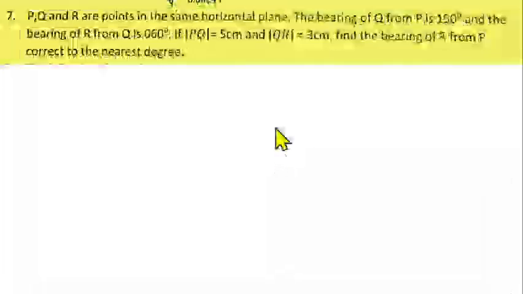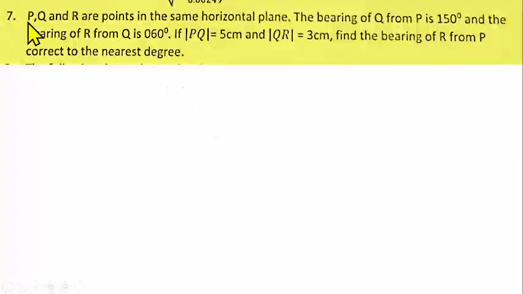Question number 7 is from bearing. You are told that P, Q, and R are points in the same horizontal plane. The bearing of Q from P is 150 degrees and the bearing of R from Q is 60 degrees. If side PQ is 5 cm and the side QR is 3 cm, you have to find the bearing of R from P correct to the nearest degree.